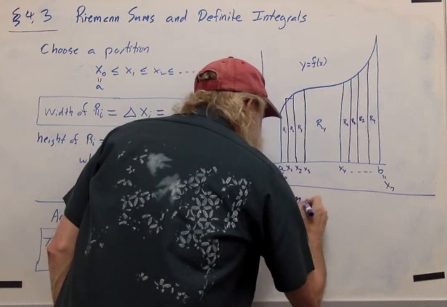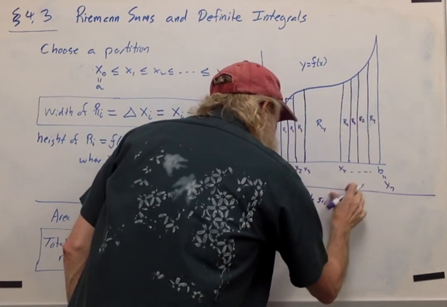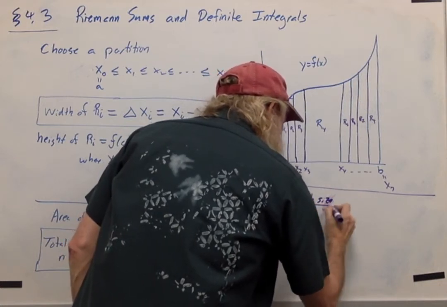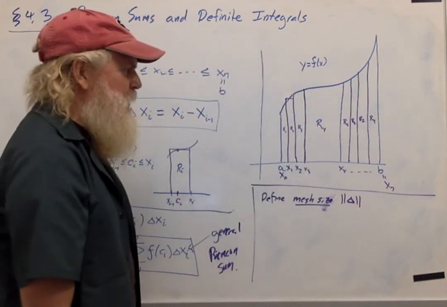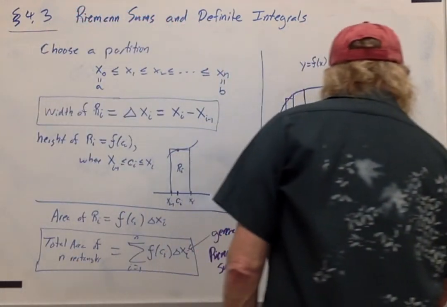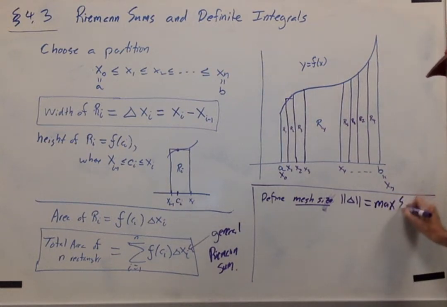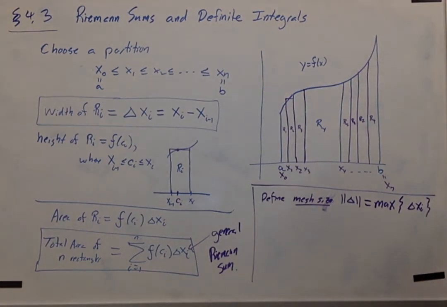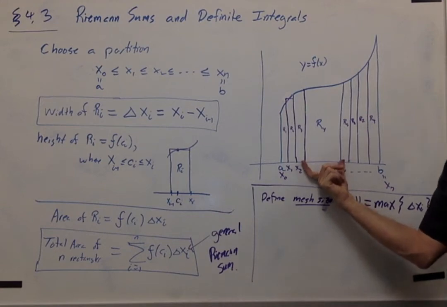the mesh size, which we'll call magnitude of delta, to be the maximum of all the delta x sub i's. So the mesh size is the width of the widest rectangle. So obviously in this picture, that's going to be R sub 4.